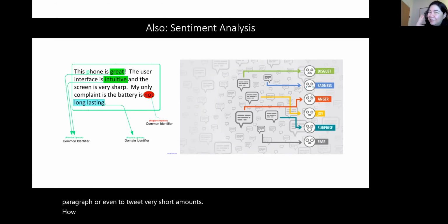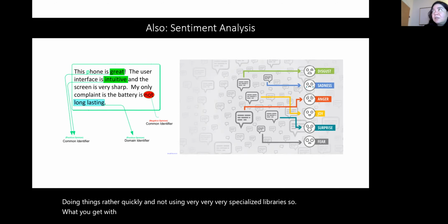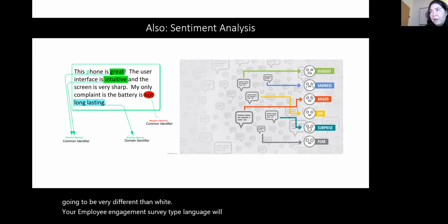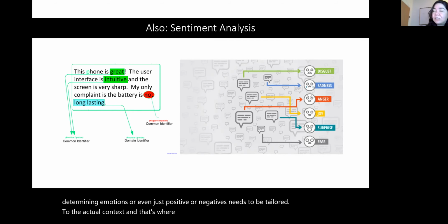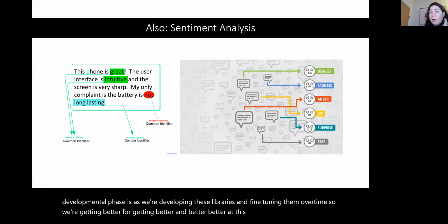How accurate are these? From my experience with them, not really. Not if you are doing things rather quickly and not using very specialized libraries. The types of words that are used in something like a newspaper are going to be very different than what your employee engagement survey language will be. And so the libraries that you use for determining emotions, or even just positive or negative, need to be tailored to the actual context. That's where text analytics is still in the developmental phase, as we're developing these libraries and fine-tuning them over time. We're getting better and better at this, but we're not perfect at all.